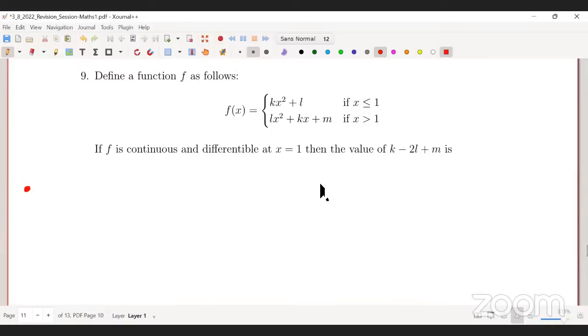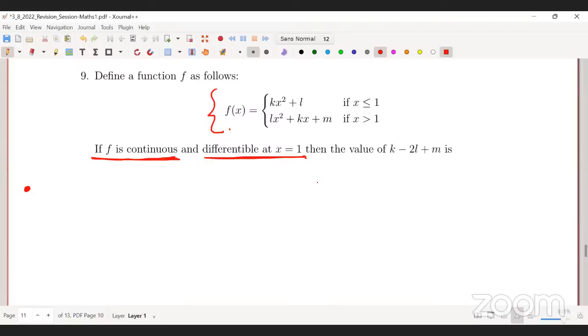Okay, so let me do it. Okay, so the thing is, you have a function here, and two things are given. One is f is continuous, and another thing is f is differentiable. Okay, and it is given.